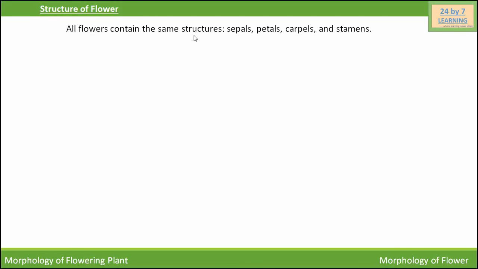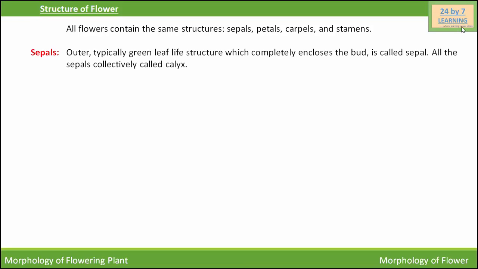Next, we are going to discuss different structures of the flower. All flowers contain the same structures like sepals, petals, carpels and stamens. First, we are going to discuss sepals. Sepal is the outer, typically green leaf-like structure which completely encloses the bud. So it is called sepal.